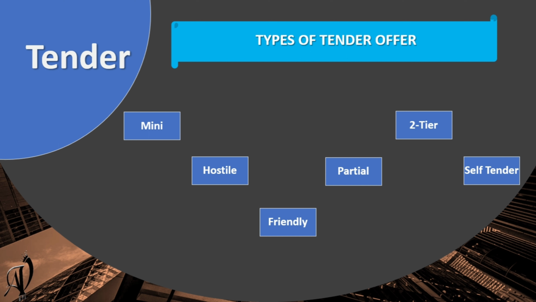Another is two-tier tender. In this, initially the acquiring company makes a tender offer for obtaining voting control of the target company, and in the second stage, the rest of the shares will be purchased. Last is self tender. It is an offer by the firm to its shareholders to buy some or all of the shares, which it will purchase back after some time. It is also known as a buyback offer and can be a tactic to prevent a hostile takeover or make it more difficult.